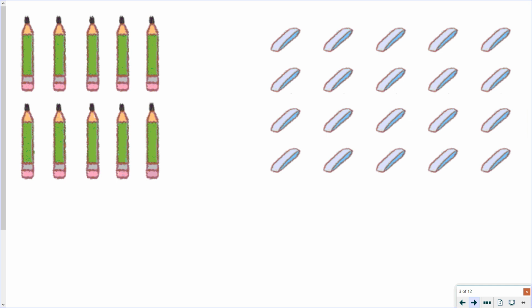So here we have some pencils and some erasers. We could write different ratios based on how we look at this picture. One ratio to describe the number of pencils to the number of erasers would be 10 to 20, because if we count all of our pencils, we have 10 pencils, and if we count all of our erasers, we have 20 erasers. If we looked at pairs of pencils to pairs of erasers, our ratio would be 5 to 10 because we have 5 pairs of pencils and 10 pairs of erasers.